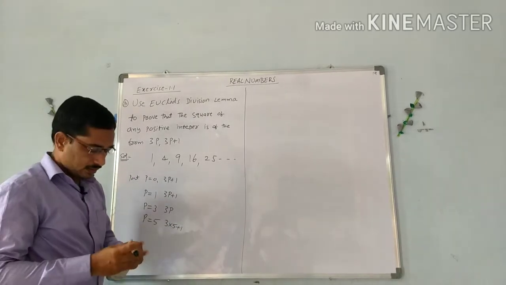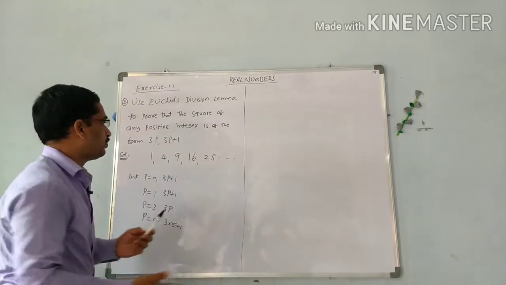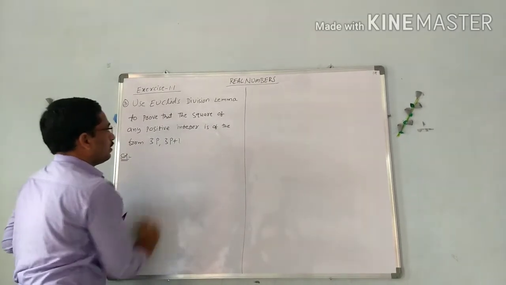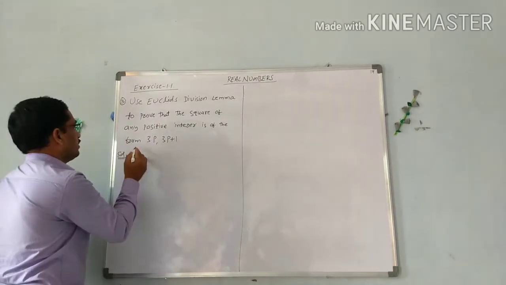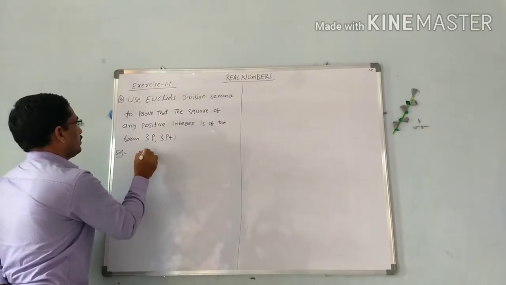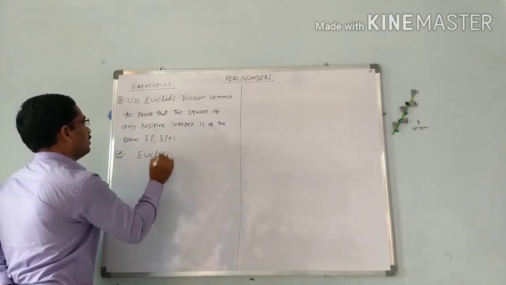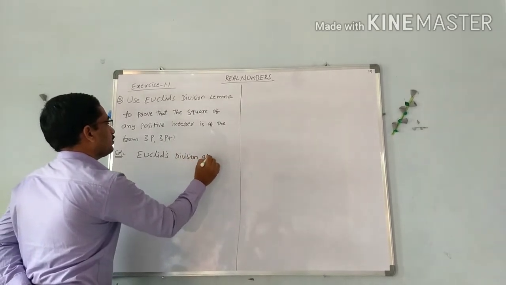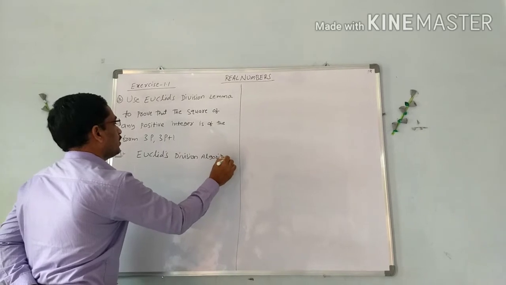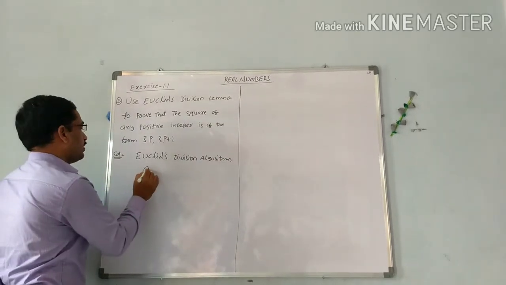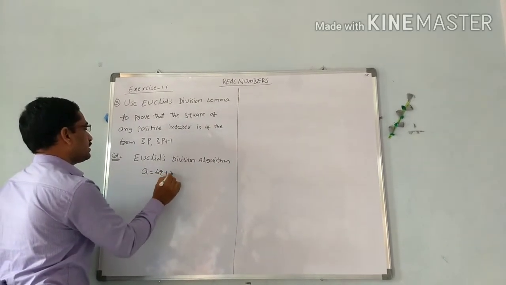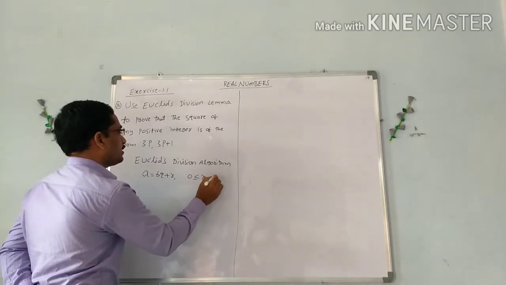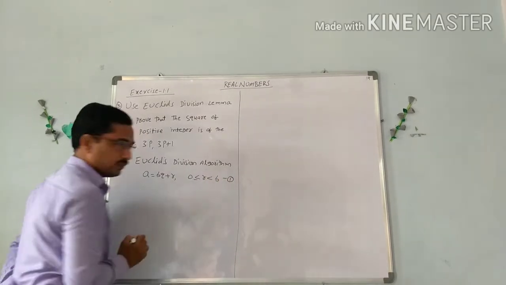Now we can check this individually, but we have to prove this theoretically, by using Euclid's division lemma or algorithm. By Euclid's division algorithm, a equal to bq plus r, where 0 less than or equal to r less than b, equation 1.